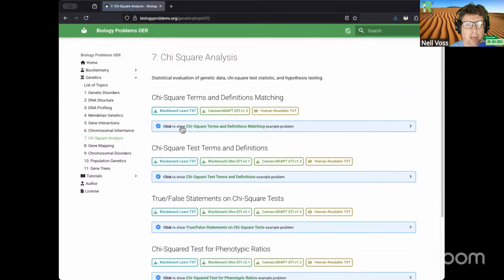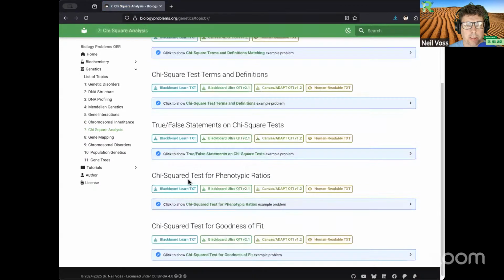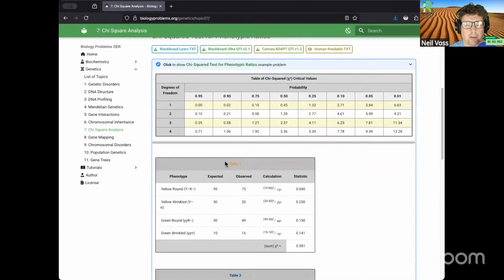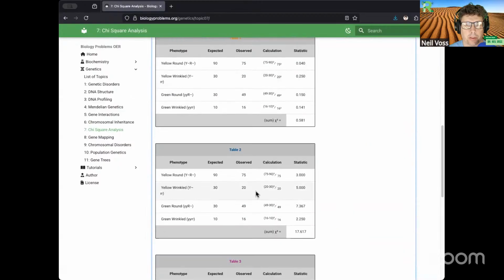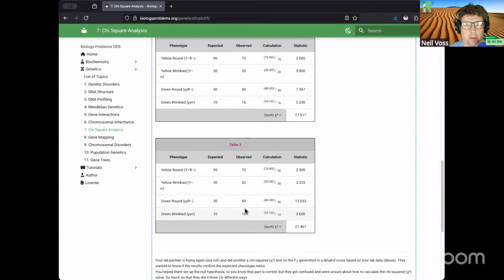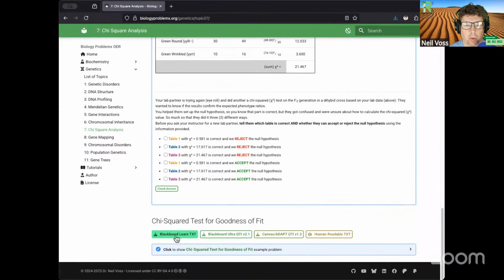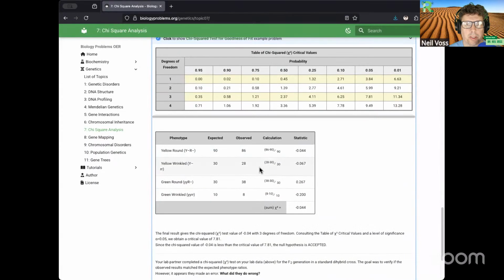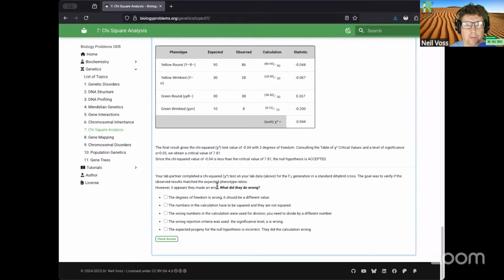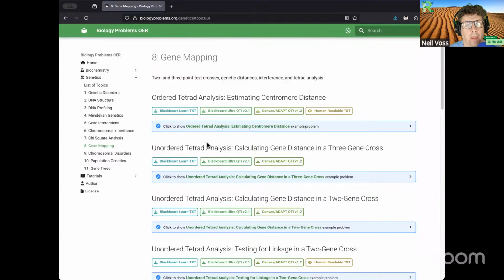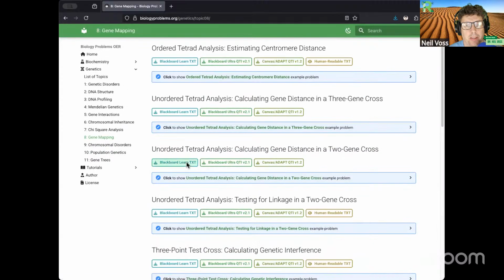Then I get into chi-square analysis, terminology. But I do have, here's a table. They have to determine which chi-square table is the correct one and whether or not to accept or reject, and figure out what kind of like a lab mate did wrong. Then we get into gene mapping.